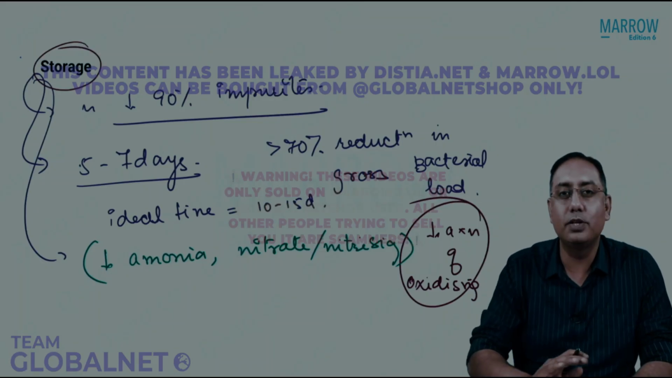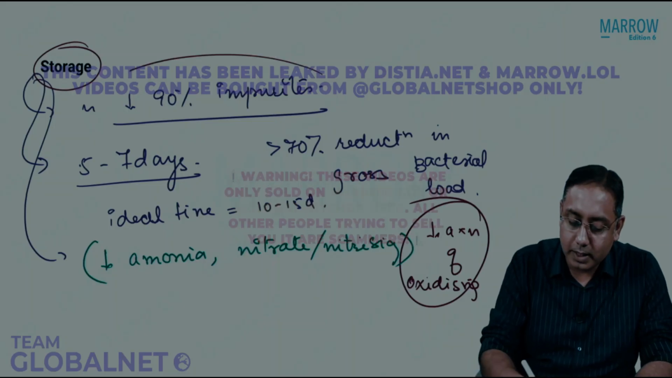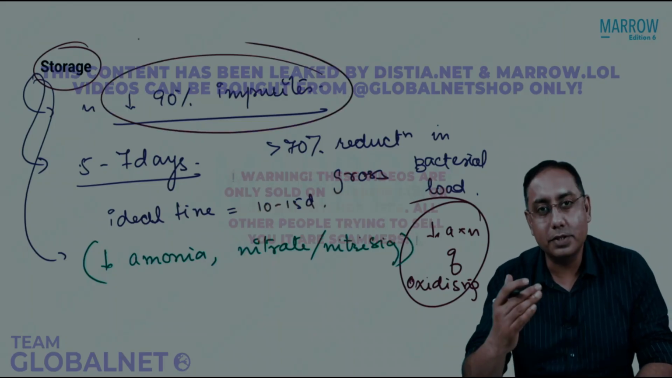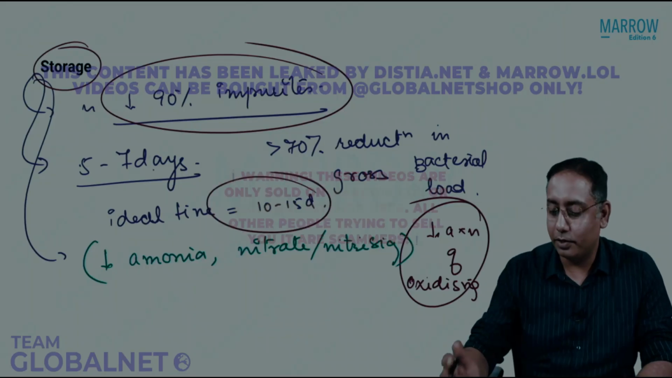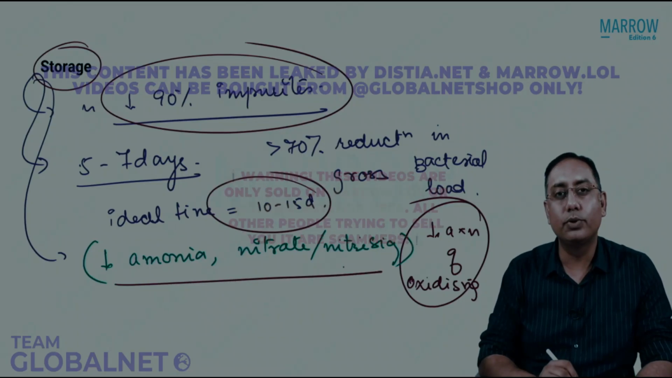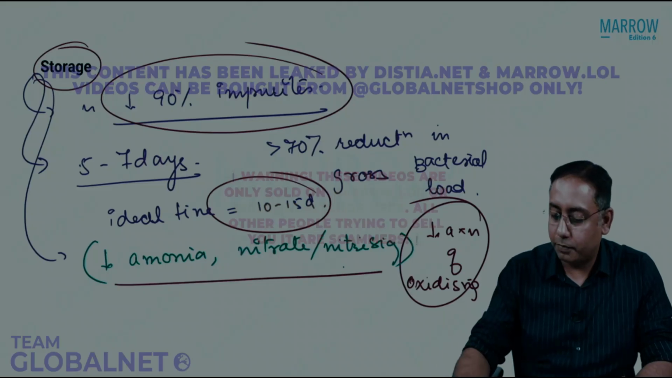But those are the only MCQs you get in storage. Storage helps you in doing what? It decreases 90% of impurities. What is the ideal time for storage? Ideal should be more than 10 to 15 days. What happens in storage? You actually decrease the harmful components.